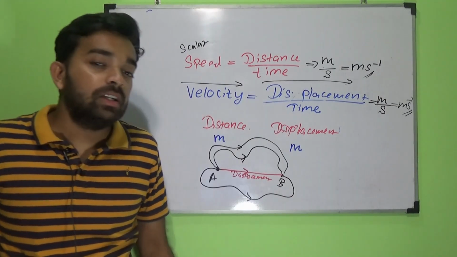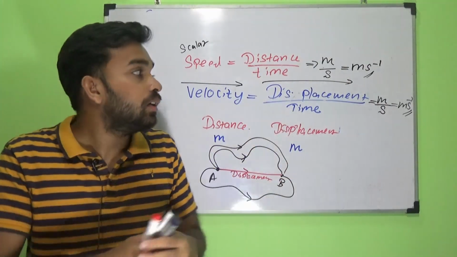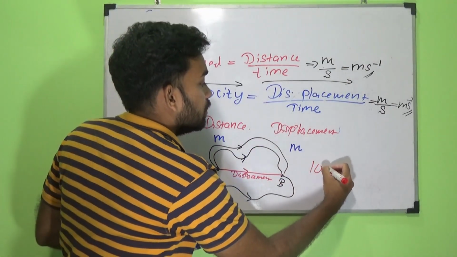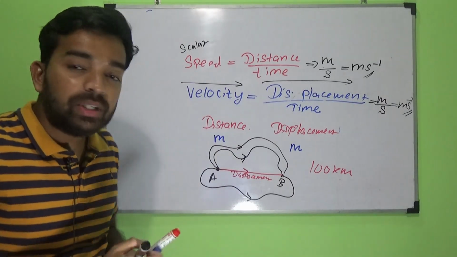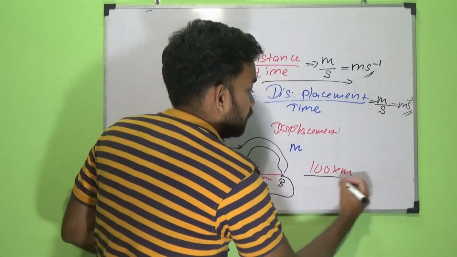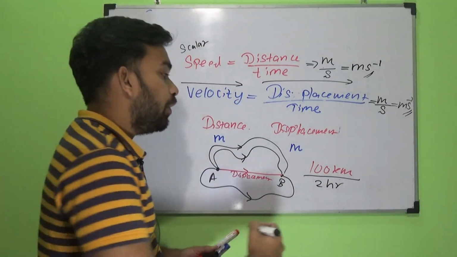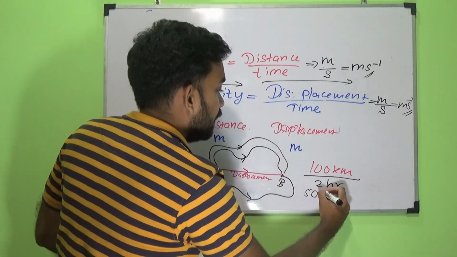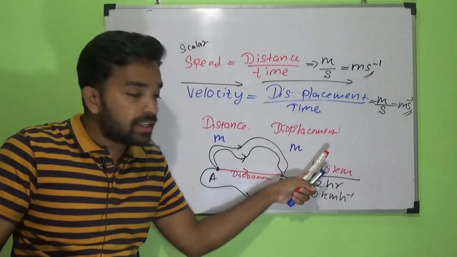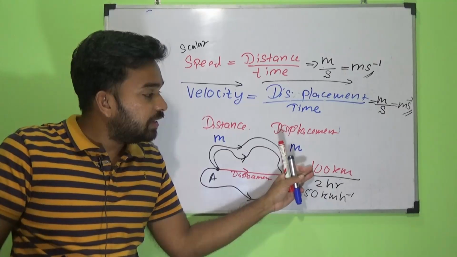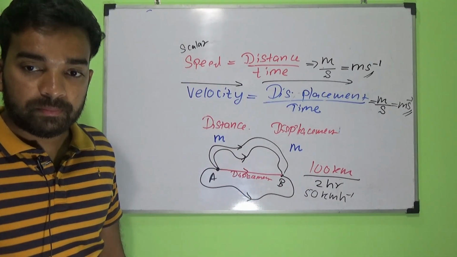As an example, you are going from Colombo to Kandy. Let's assume it's 100 kilometers. Colombo to Kandy, 100 kilometers. And you take 2 hours, right? So your speed is going to be 50 kilometers per hour because you divided distance by time. So that is the speed, right?